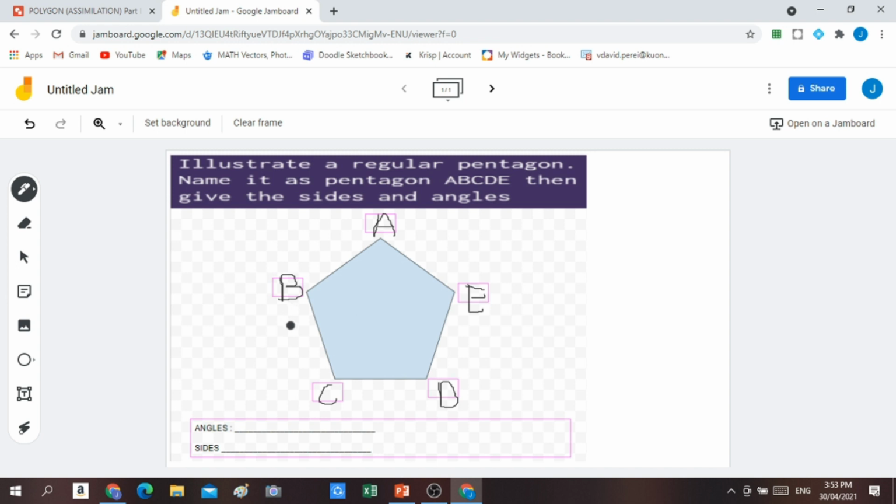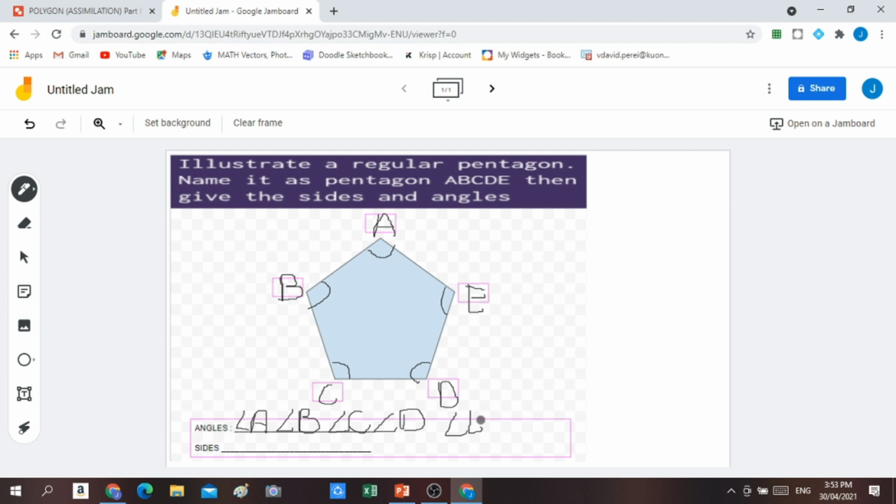Now, which of these are our angles? Pertaining to this opening, let's say this is angle A. Next, how about this one? We have here angle B. Then we have here angle C, and here angle D. And last, we have here angle E.